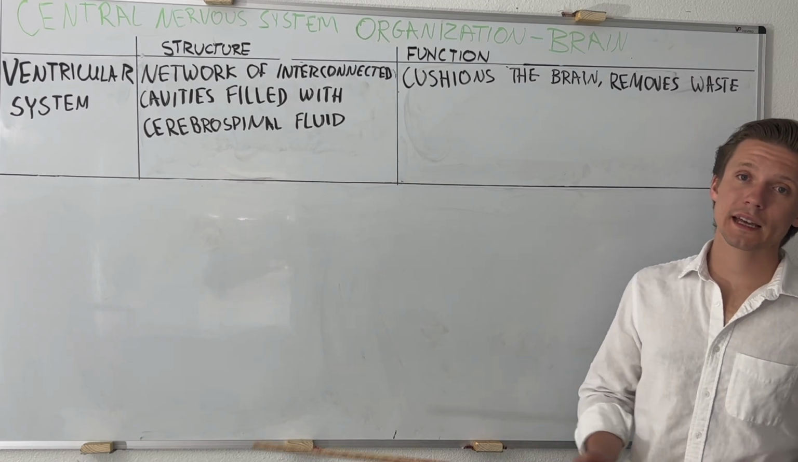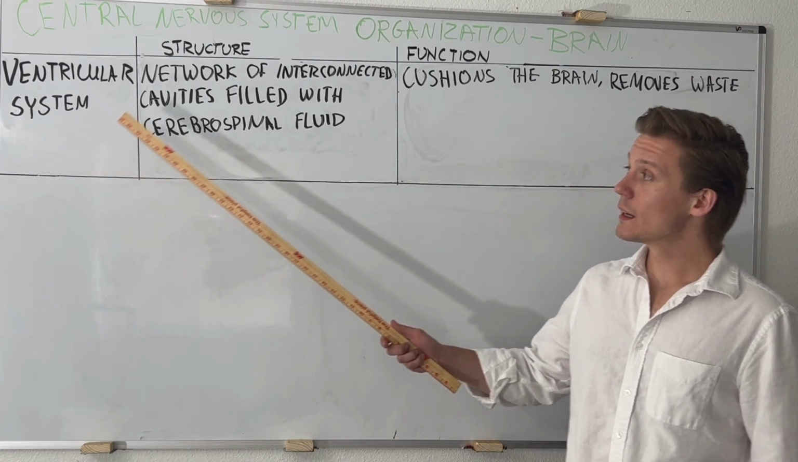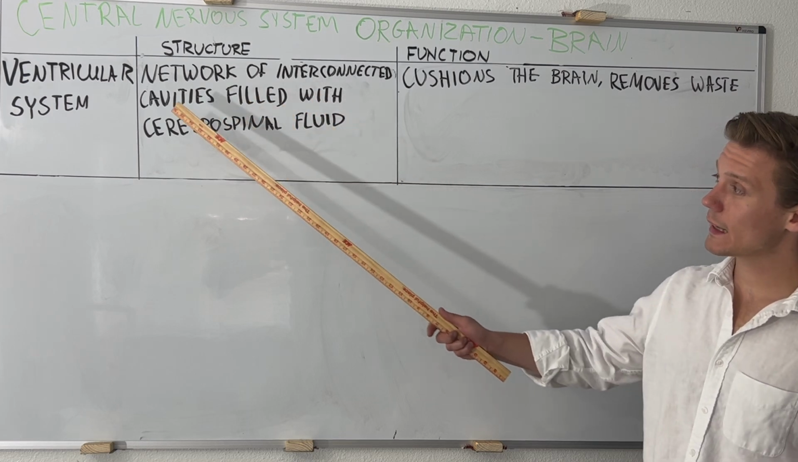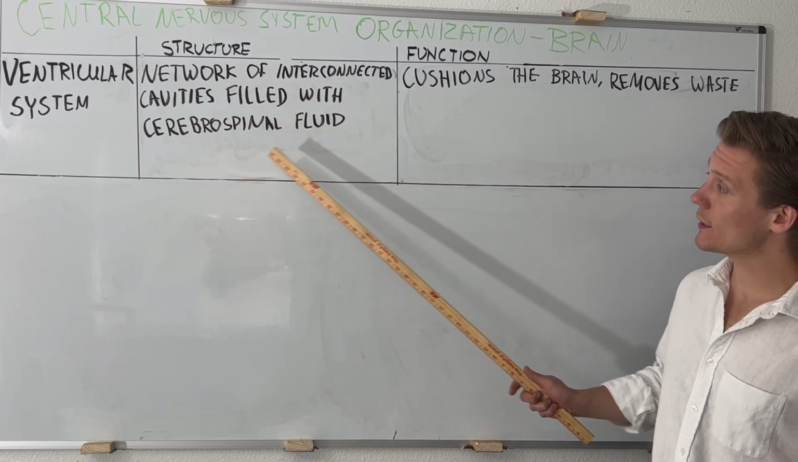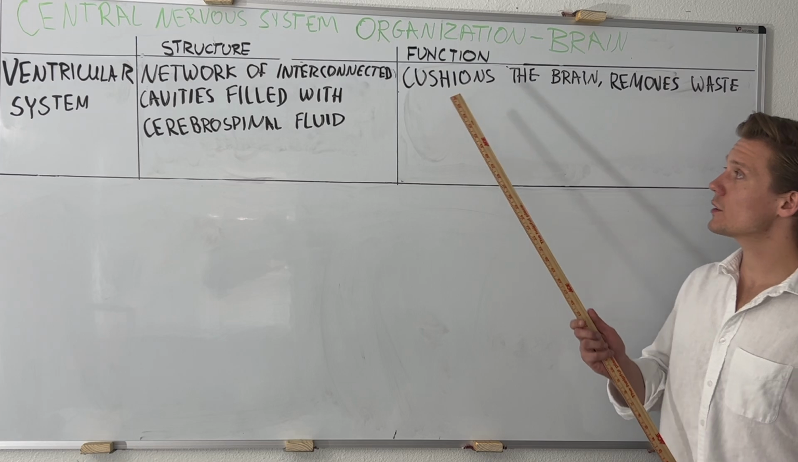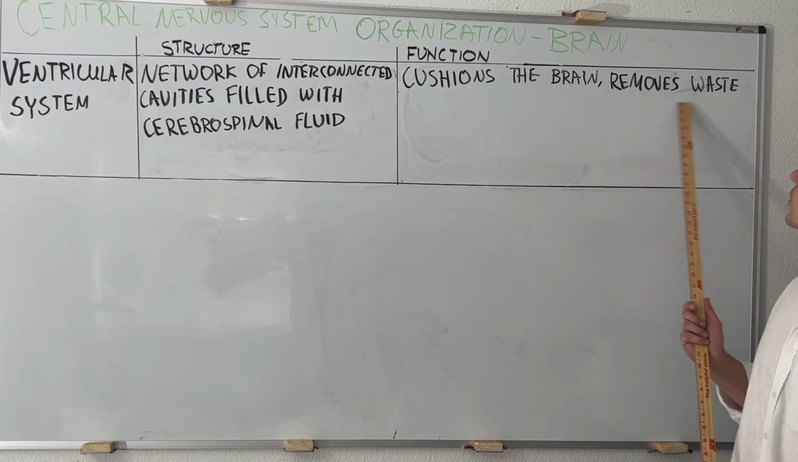And lastly, we have the ventricular system, a network of interconnected cavities filled with cerebrospinal fluid, and its function is to cushion the brain and remove waste.